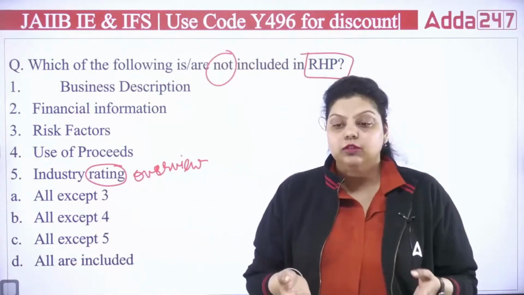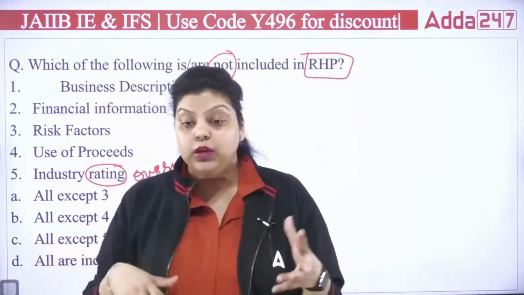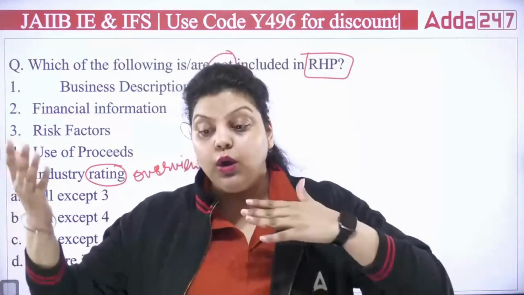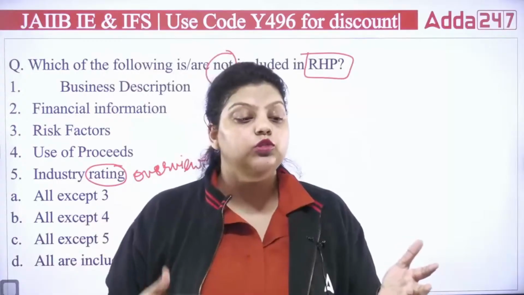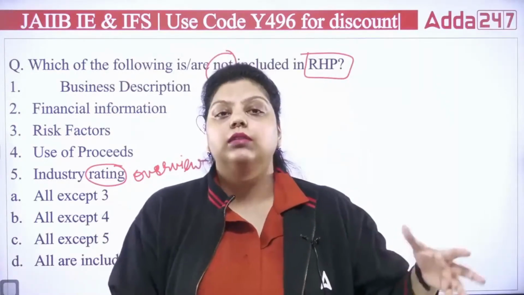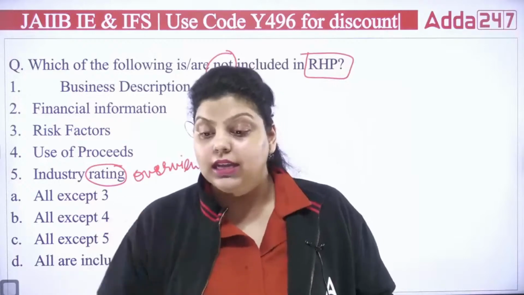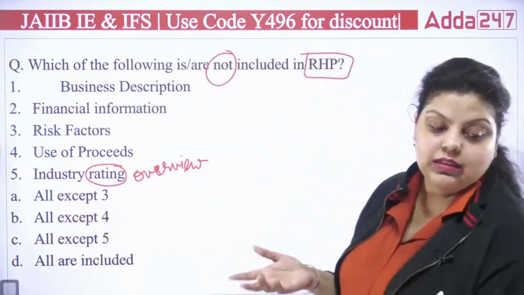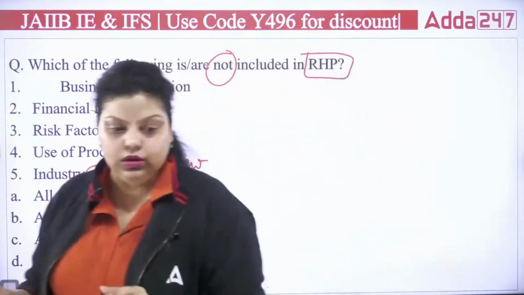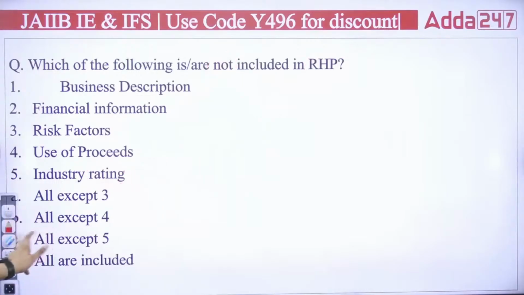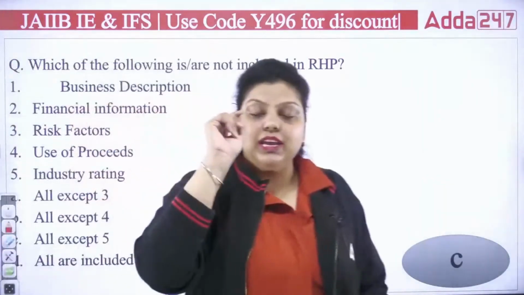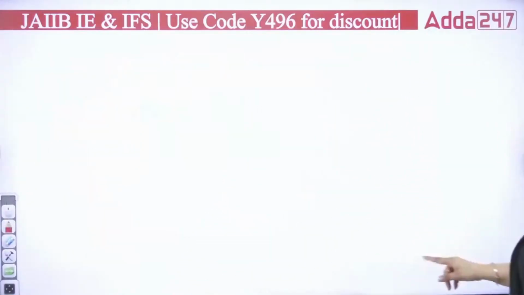So what is a prospectus? The detail about the company that is issuing shares. The company has to give all its information so that the investor who wants to invest in their company will have certain information about the company and can take a sound decision, like whether we should purchase the share of this company or not. It does not provide the rating, it provides an industry overview. The answer will be C, all except 5. Okay, so the right answer will be C, not D. Do make sure you are reading each and every option very carefully. So the right answer is C.